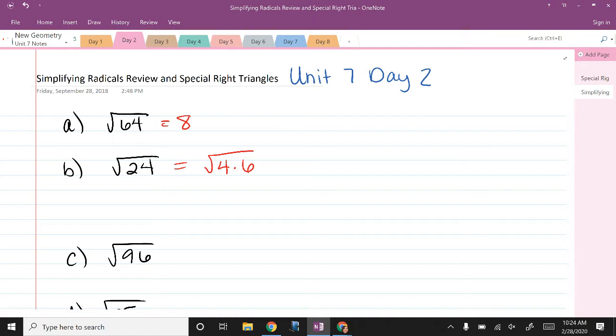What is the square root of 4? 2. Bring that outside. The square root of 4 is 2. So 2 goes to the outside. And then we can't simplify the square root of 6, so you're going to leave it 2 radical 6. Okay, so the square root of 24 reduces to 2 times the square root of 6.